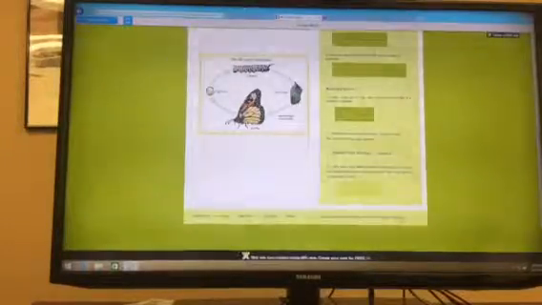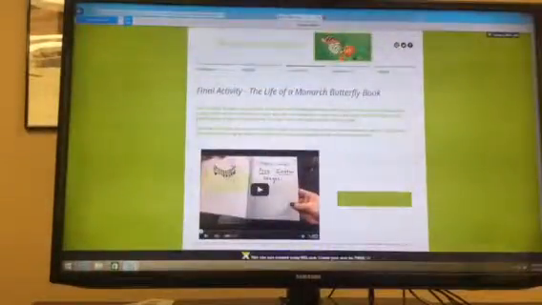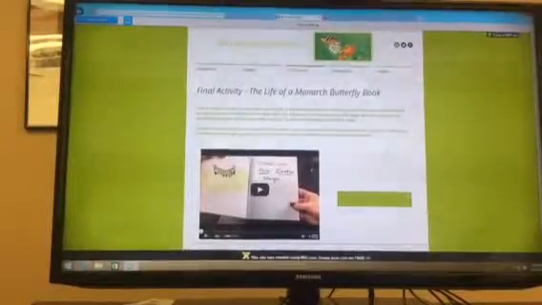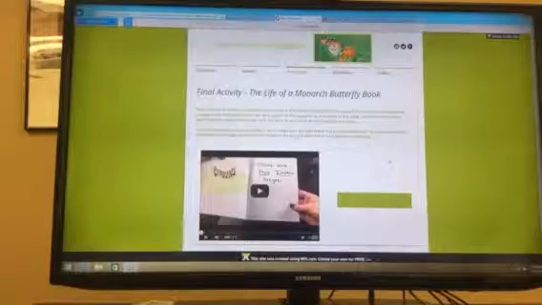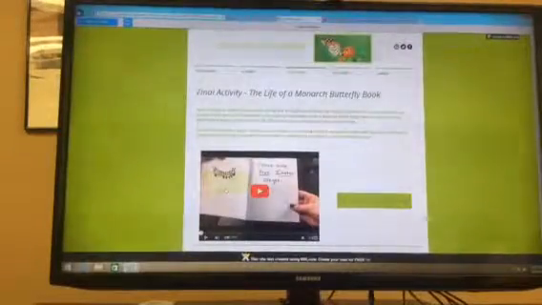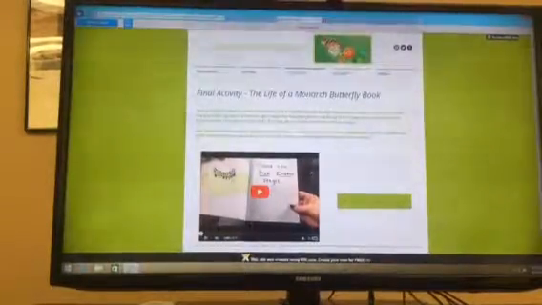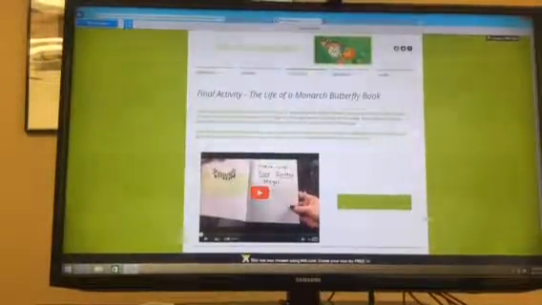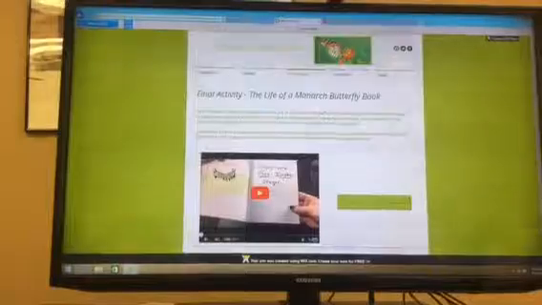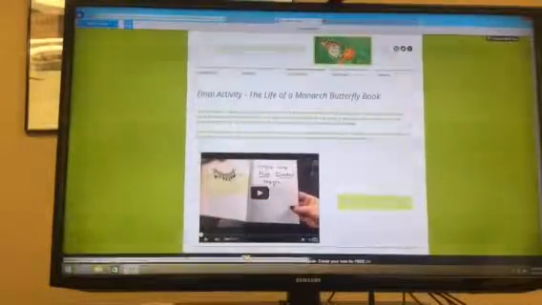My final activity is my outcome, which is that I want them to be able to make a monarch butterfly book. So they will go through the stages, write the stages down, draw a picture of the stage, and then write a fact or two about that stage.